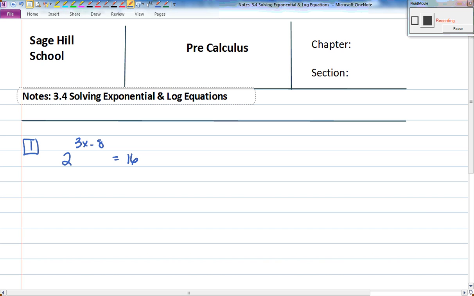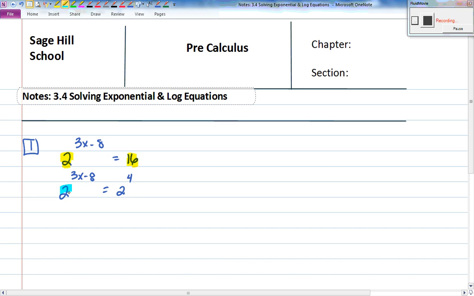So the trick for this particular type of problem is, is there a relationship between the bases, right? I have a base of 2 and I have a base of 16. So the question is, can I write 16 as a base of 2? Yes, I sure can. What would it be? You got it. So 2 to the 3x minus 8 is now equal to 2 to the 4th.